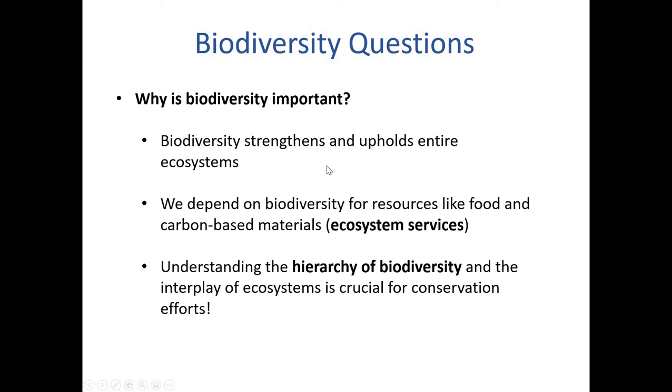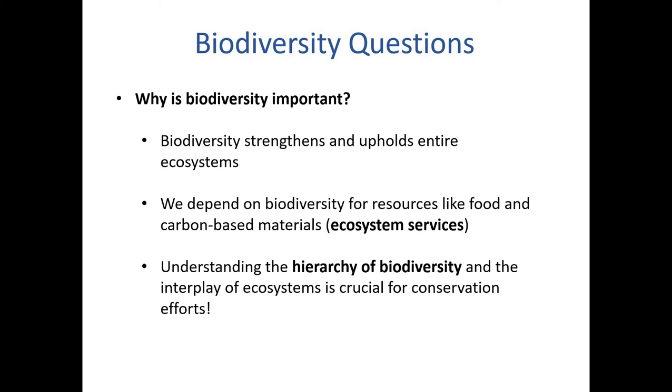We as humans then depend on biodiversity for a lot of resources like food and carbon-based materials, of course, and basically a lot of other things. What we call these are ecosystem services. Ecosystem services are basically what ecosystems do for us as humans. And so for these reasons, understanding the hierarchy of biodiversity and the interplay of the species within these ecosystems is really crucial for our conservation efforts.